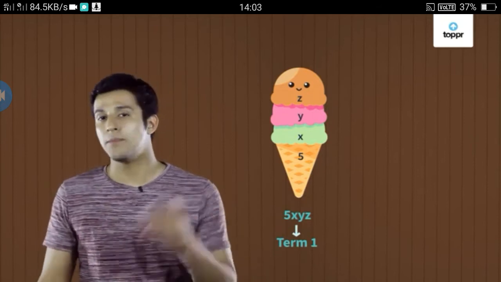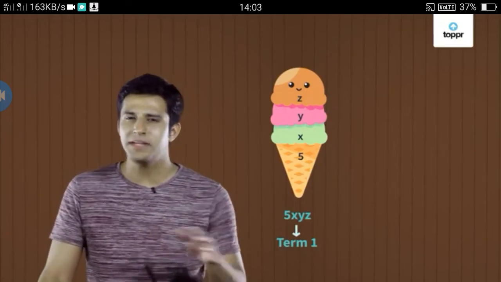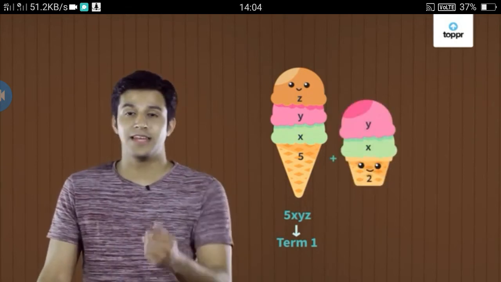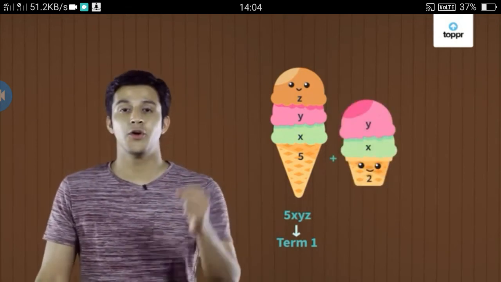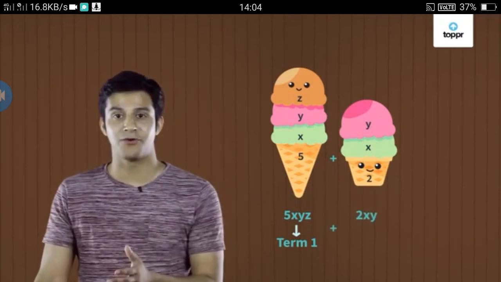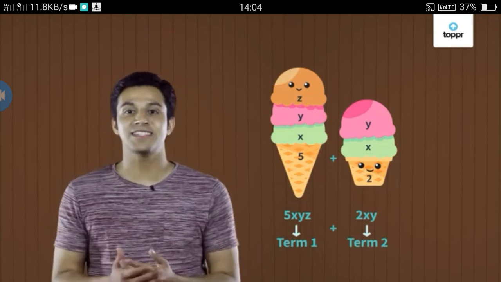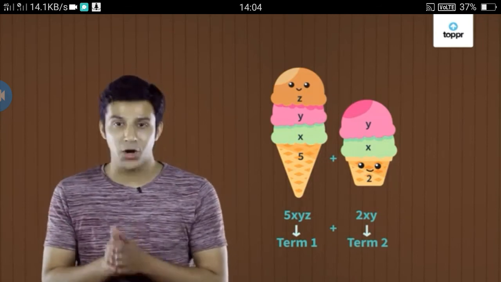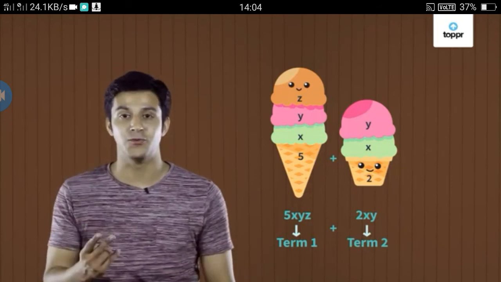What if you order one more, but this time a bit different? Maybe you get a cup ice cream with 2 scoops. Let's say that it represents the term 2xy. How many ice creams do you have now? 2. Expressions that have two terms have a special name too. They are called binomials. Bi means 2.